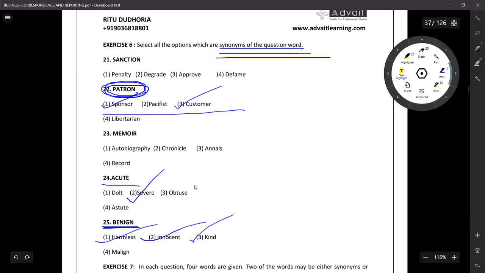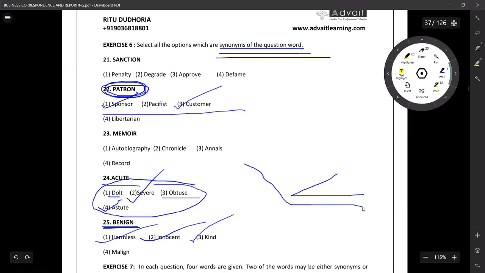So which word here means very sharp and very clever? No, dolt is stupid or foolish. Astute, correct. Obtuse is actually the opposite of acute. You remember we do acute angle and obtuse angle. Acute is sharp. Obtuse is dumb again. Obtuse also means dumb and stupid. Dolt also means dumb and stupid. So the answer is severe and astute.